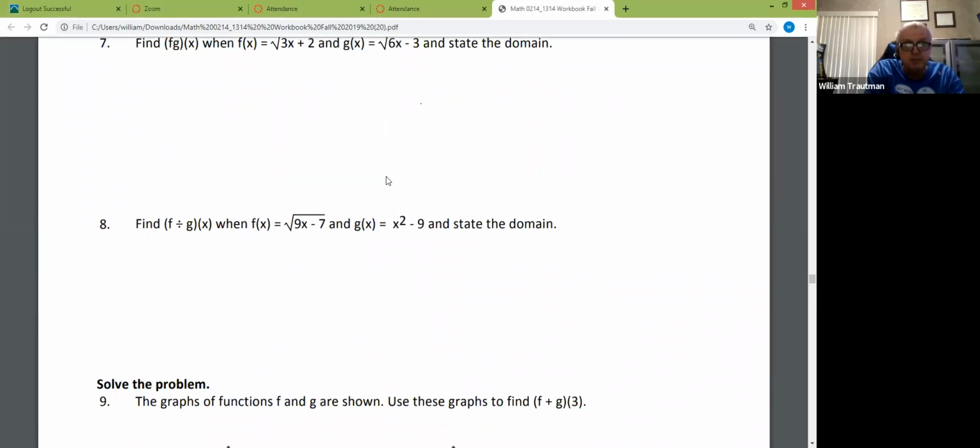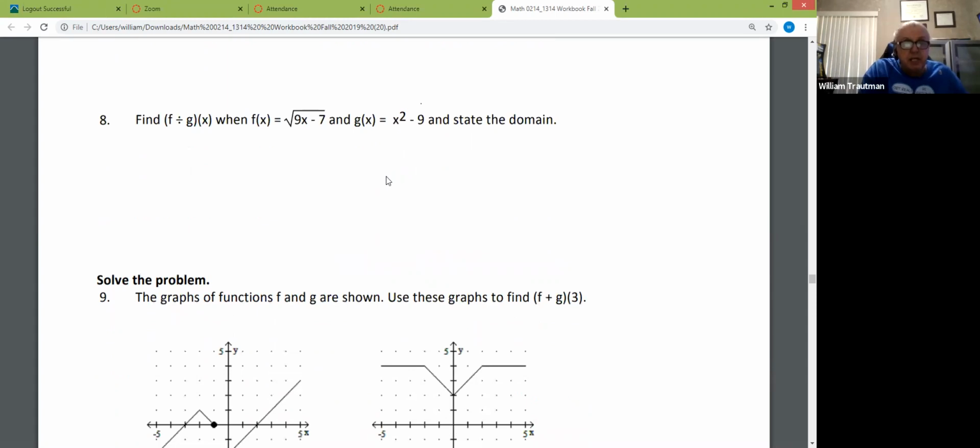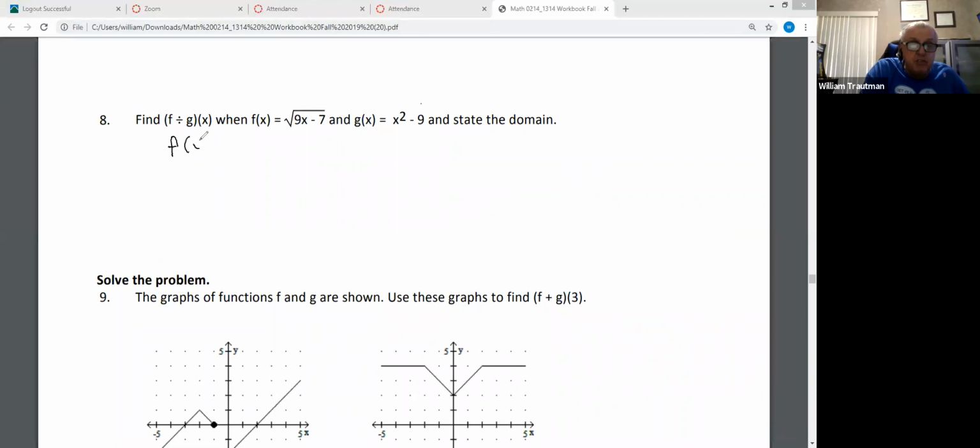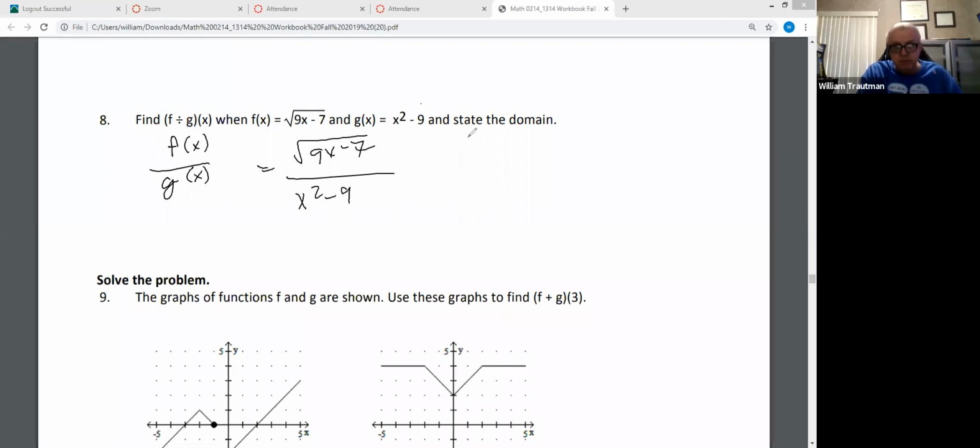Number 8. F divided by G. Another way of writing F divided by G is this: F of X divided by G of X. We're just plugging X in. Square root of 9x minus 7, and on the bottom, we have x squared minus 9. That's the answer. There's nothing I can do with it. That's the answer. The hard part, once again, is finding the domain.